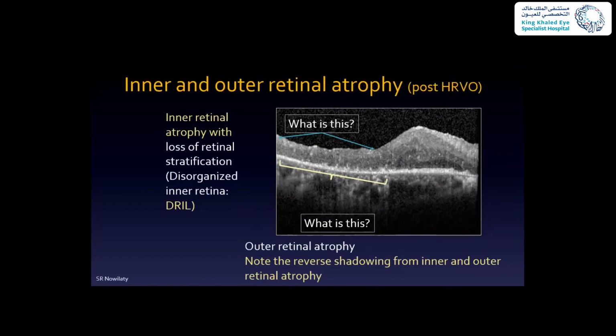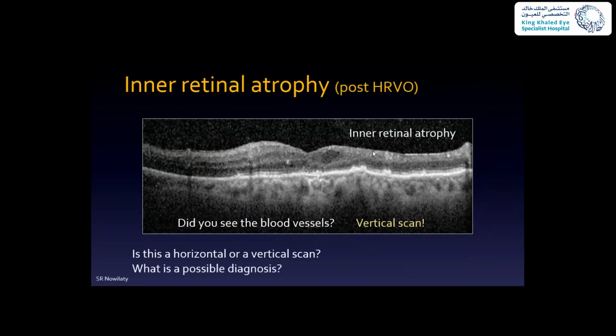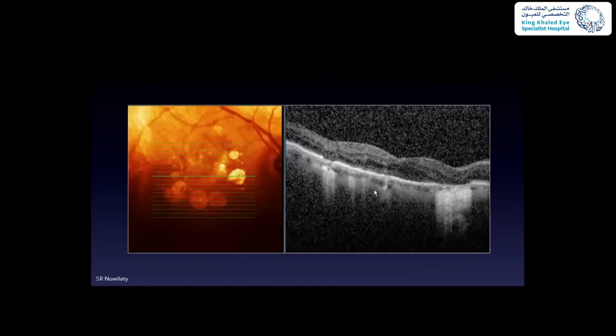This was after a BRVO. I'm asking whether this is a horizontal or a vertical scan. I think you guys know this. You've got inner retinal atrophy here, and you don't see any blood. Well, I do see blood vessels, yes, right there. So this is a vertical scan. What is the possible diagnosis here? We said that because of the atrophy on this side compared to here, this is a sectoral atrophy. And you need to always look at the picture or do a fundus examination to see what you're looking at. In this case, it was a hemiretinal vein occlusion. We talked about this earlier.